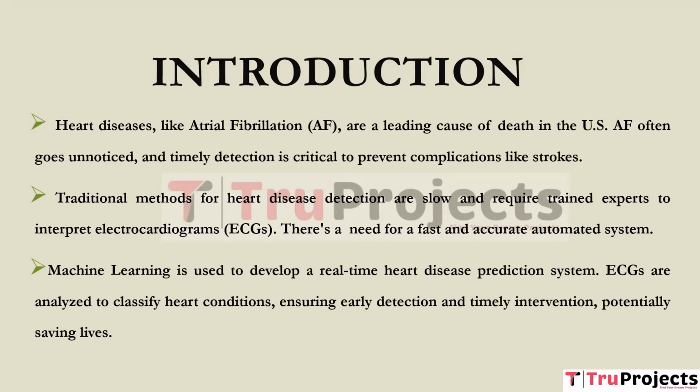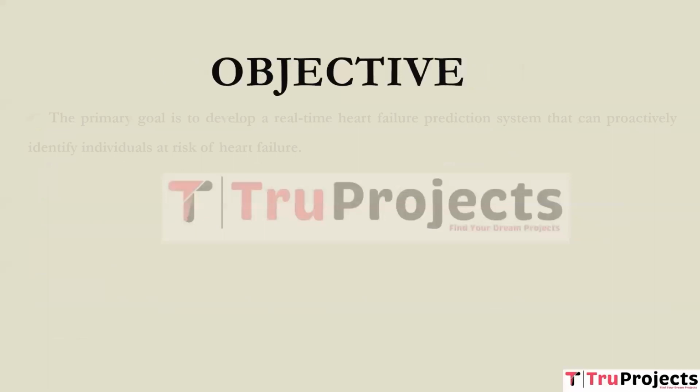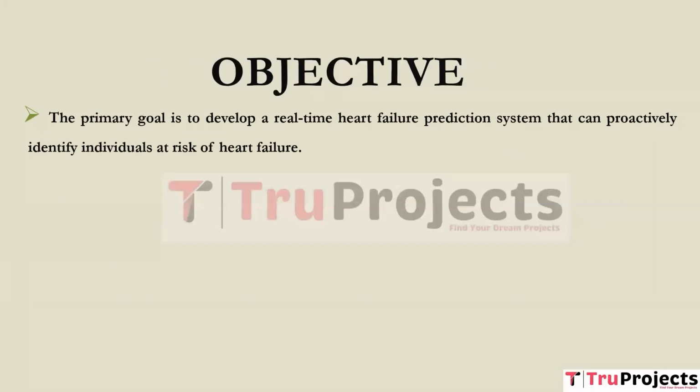Machine learning techniques are employed to create a real-time system for predicting heart failure. By analyzing patient data, including demographics and clinical measurements, the system classifies individuals into risk categories, enabling early intervention and improving patient outcomes. The primary objective is to develop a real-time heart failure prediction system. By analyzing a combination of patient data and medical parameters, this system will accurately identify individuals at risk of heart failure before clinical symptoms become evident. This proactive approach enables timely intervention and personalized medical care.